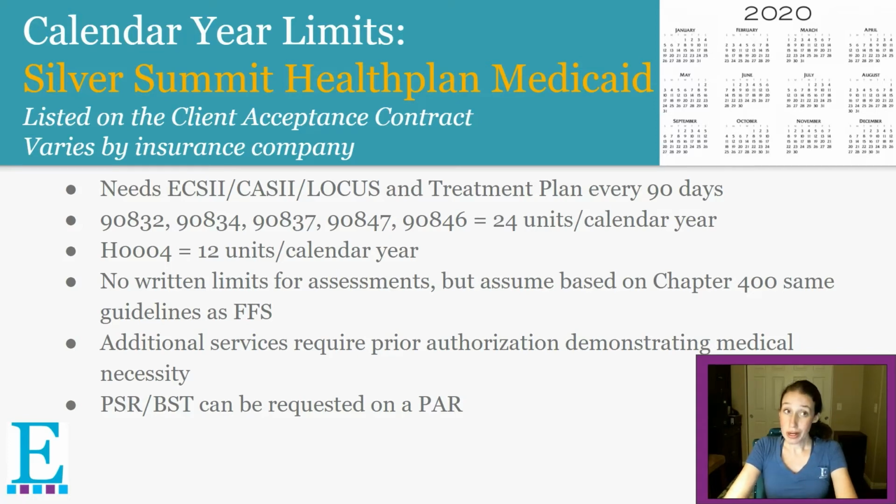If you want in-home therapy for Silver Summit, however, the units are much more restricted. 12 units means 3 one-hour sessions are allowed per year in home before you need a prior authorization. There are no written limits for the assessments, but we just go off of the guidelines of fee-for-service Medicaid for this, which is from Chapter 400. Again, other services do require a prior authorization, and BST and PSR can be requested for Silver Summit clients.